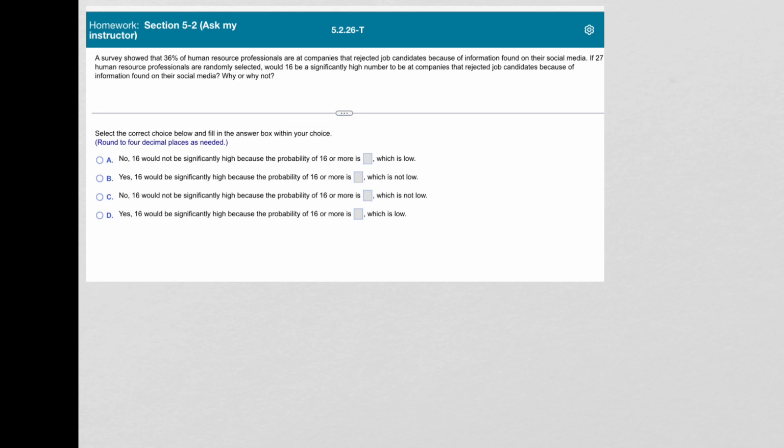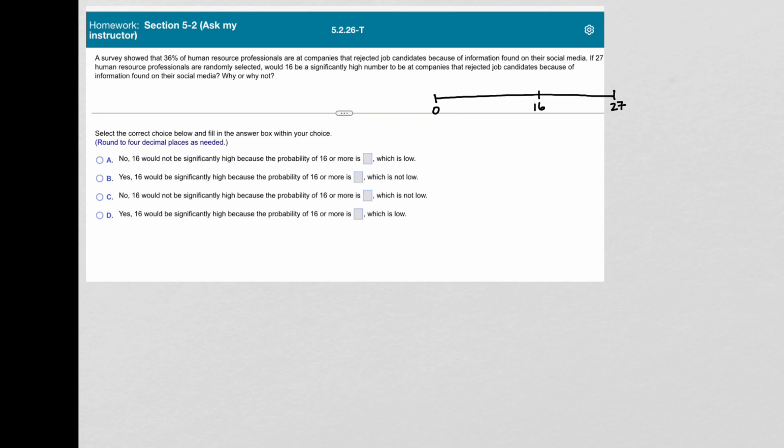So what we want to look at, consider a number line. And there could be as few as 0 human resource officers who work at one of these companies. There could be as many as 27. And our question is, 16, so I'm going to say that's roughly here, is this a significantly high number of successes, or a significantly high number of human resource professionals at one of these companies?